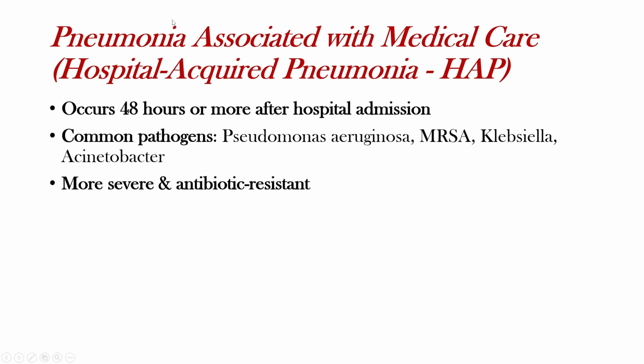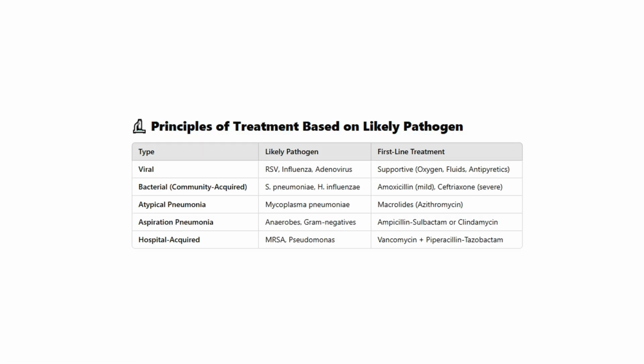So pneumonia can be hospital acquired. It will occur 48 hours or more after hospital admission. The common pathogens are Pseudomonas aeruginosa, MRSA, and Klebsiella, Acinetobacter. It's more severe and usually is antibiotic resistant.